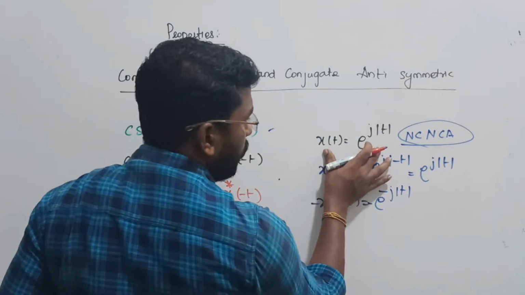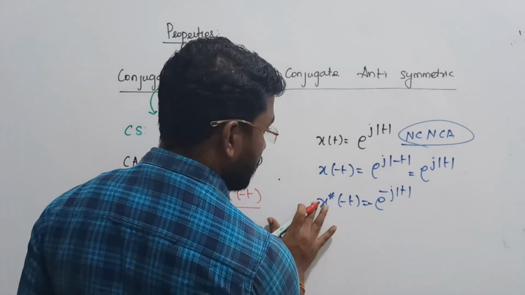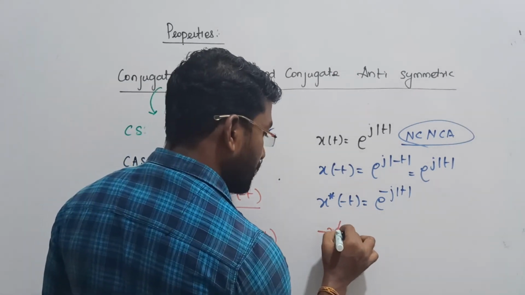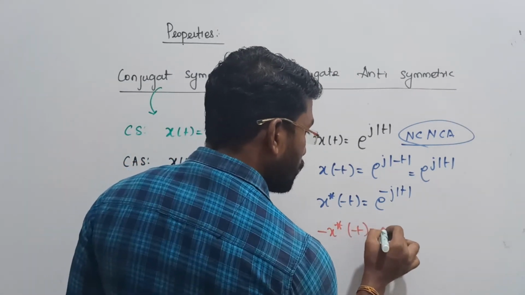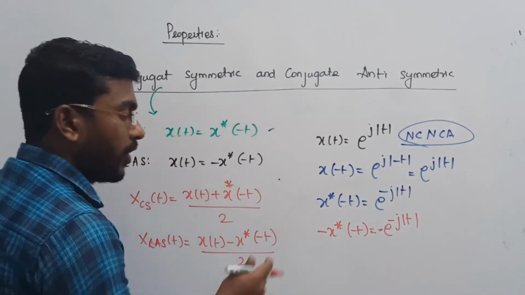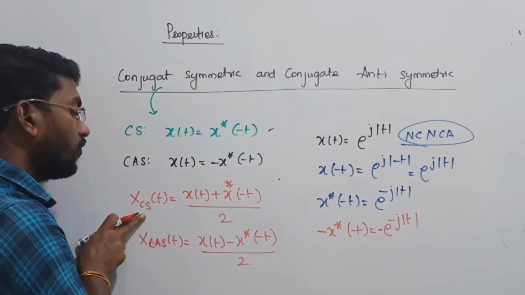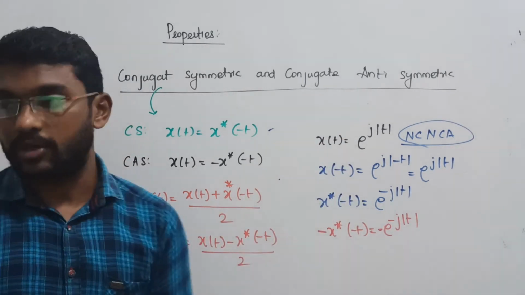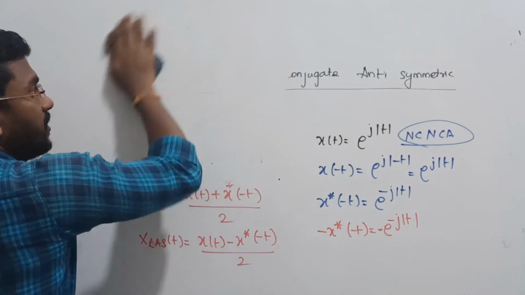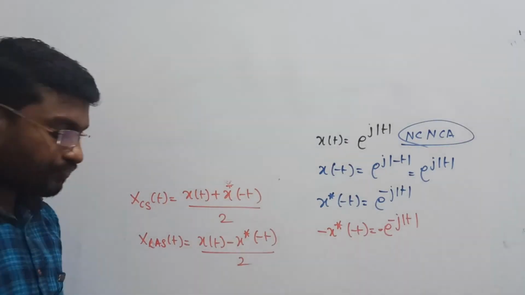Yes. So now I know the value of x of t. We will also know the value of x conjugate of minus t. Let me write them separately. Minus x conjugate of minus t should be equal to minus of e power minus j mod t. Now I know these two values, and we are going to use them to find the conjugate symmetric and conjugate anti-symmetric parts. Let us proceed and see how we bring out the answer.